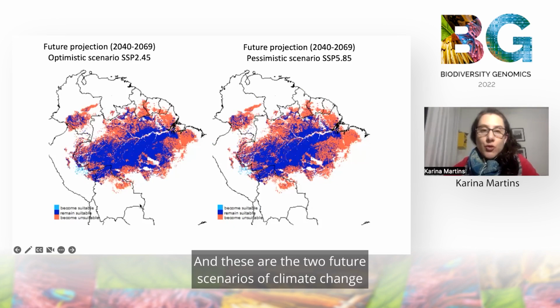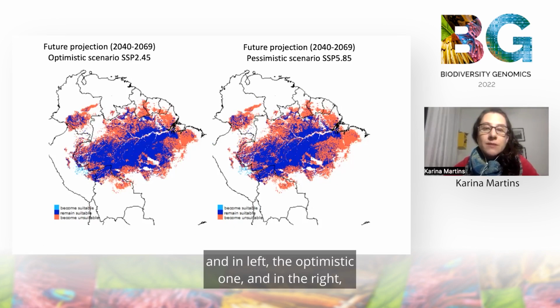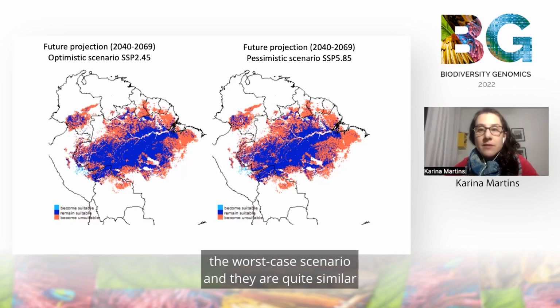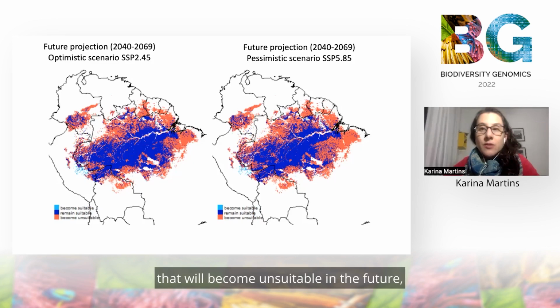And these are the two future scenarios of climate change. On the left, the optimistic one, and on the right, the worst case scenario, and they are quite similar. And in both, you can see that there are several areas that will become unsuitable in the future, the ones that are in red.